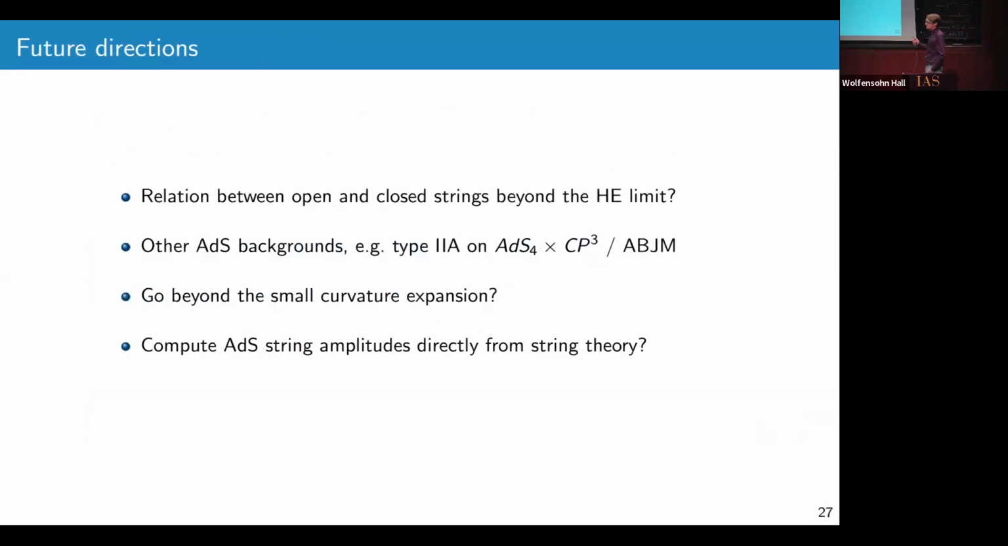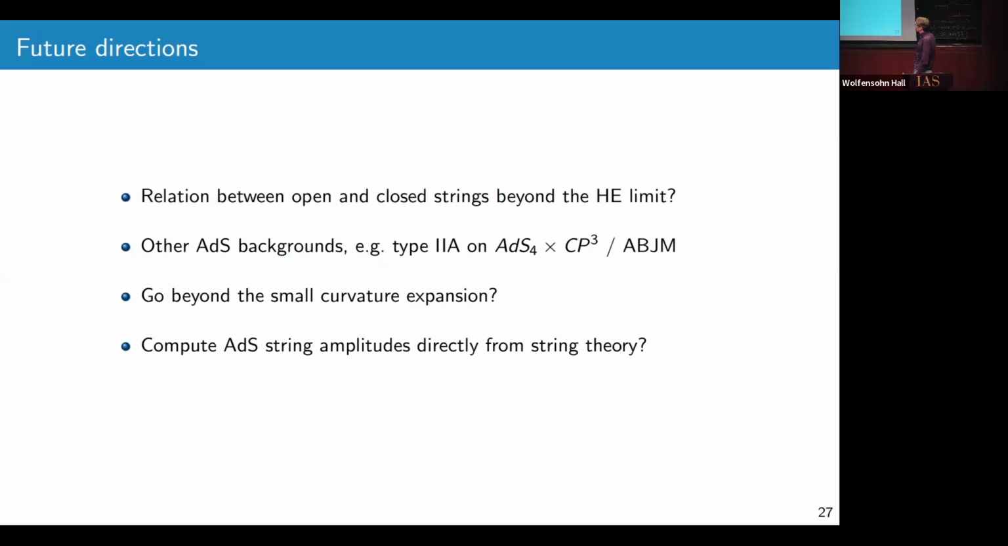Okay, so here are some future directions. One can ask if there is a relation between open and closed strings beyond the high energy limit, something like KLT or something. I'm not sure about that because we don't expect that in AdS vertex operators factorize. I mean, closed string vertex operators factorize into open string vertex operators, but maybe there's still something to be found out.